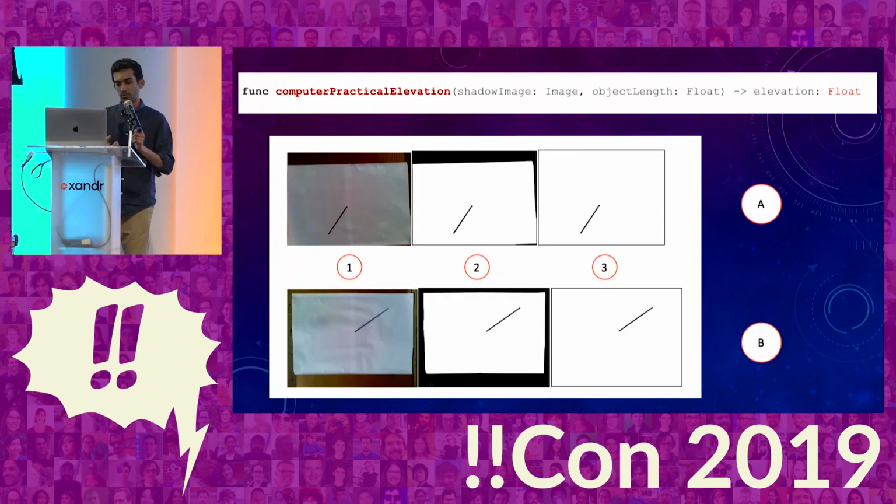So, back to the experiment. The first image represents the actual image of the object shadow I took. The second is a grayscale representation with a white background, some noise, and the object shadow in the foreground. The third image is the one after getting rid of all the noise around it, and it is the one that we actually feed to the algorithm. Here we have the function compute practical elevation, to which we pass the third image. We also pass the object length, which is constant throughout the experiment. And here we get the theoretical value of elevation.